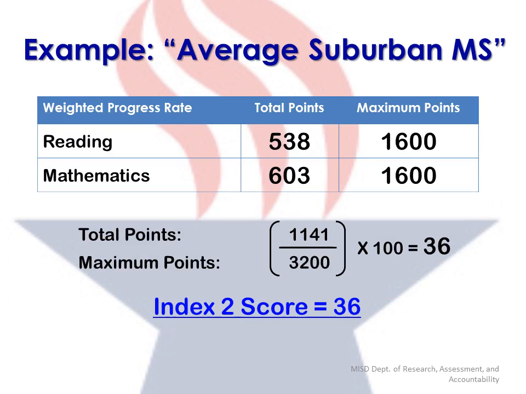Those 603 points for math will be added to the points Average Suburban Middle School earned for reading, which is 538. The campus had a strong Level 2 passing rate for reading, but its students did not fare as well on the STAR progress measure, leading to a lower total weighted progress rate in reading. Adding the weighted progress rates for Average Suburban Middle School in reading and math yields 1,141 points out of a possible 3,200, which works out to an Index 2 score of 36.